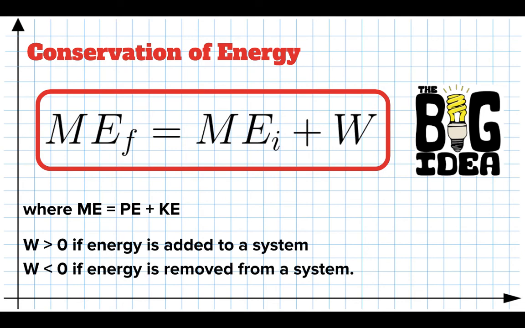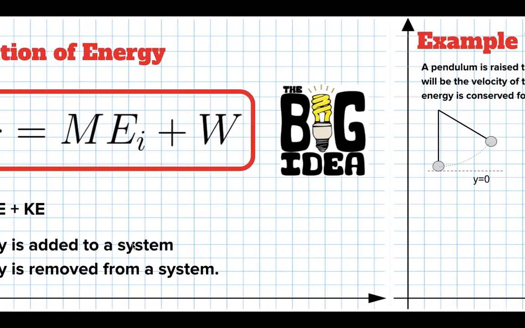Our sign convention is as follows. If we add energy to a system, then W is positive, which would make the final bigger than the initial. If energy is removed from a system, then W is negative, which means you take what you start with, 100 joules, you add a negative 50, and you end up with 50. So work is negative if energy is removed from a system.